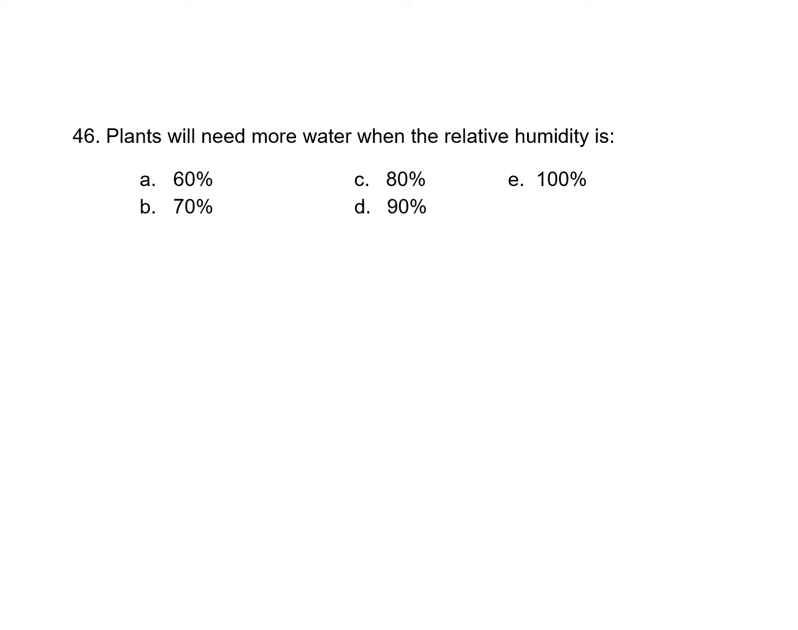Number 46. Plants will need more water when the relative humidity is A, 60%, B, 70%, C, 80%, D, 90%, or E, 100%. The answer is 60%.